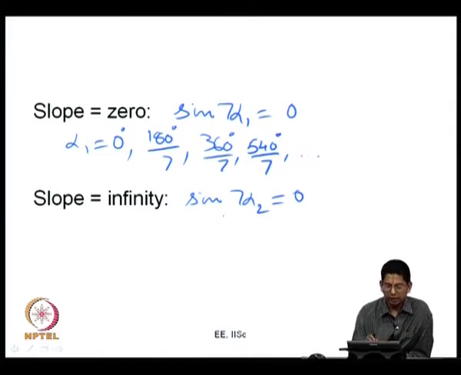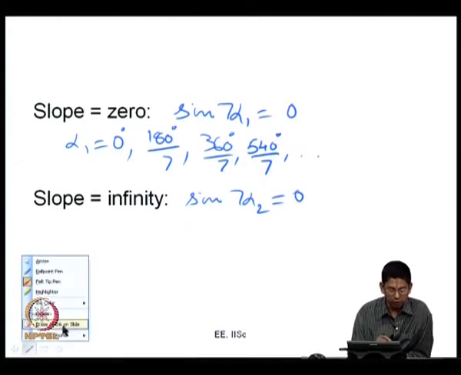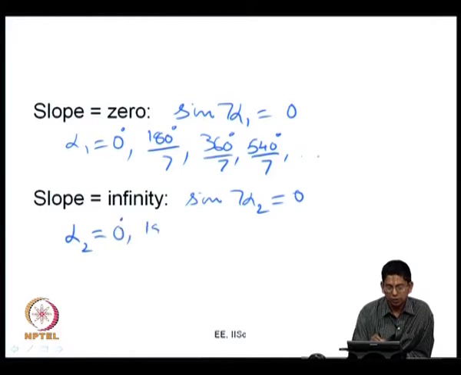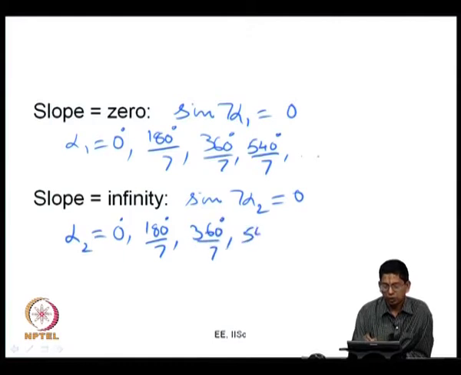Similarly, you look at wherever the slope is infinity, the curve is vertical. So, sin 7 alpha 2 is 0. This is satisfied whenever alpha 2 is 0, alpha 2 is 180 by 7, alpha 2 is 360 by 7, 540 by 7 and so on.